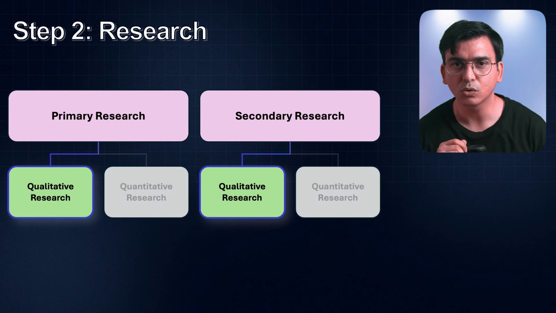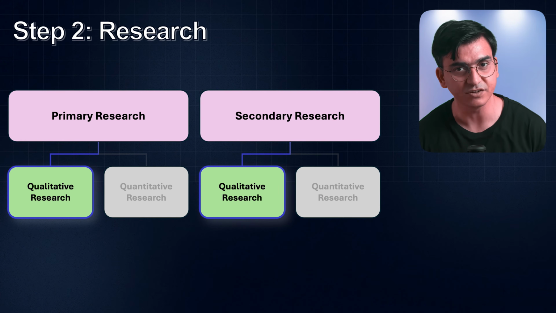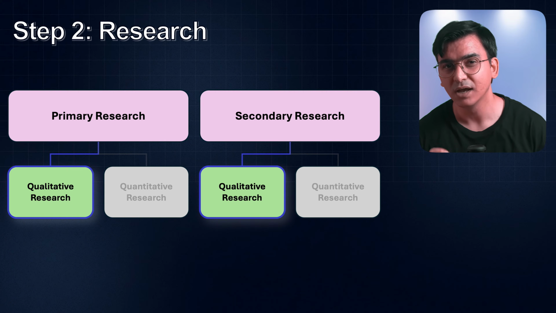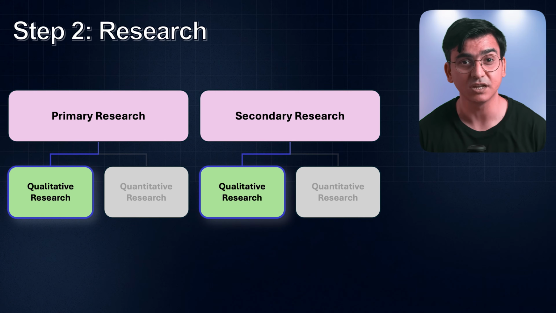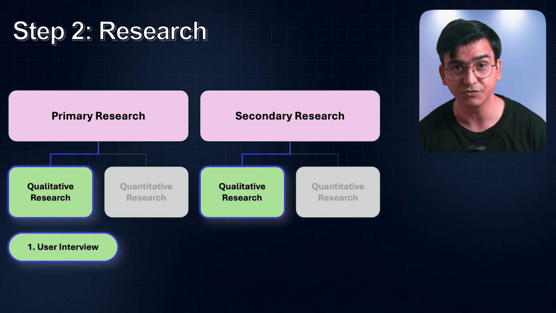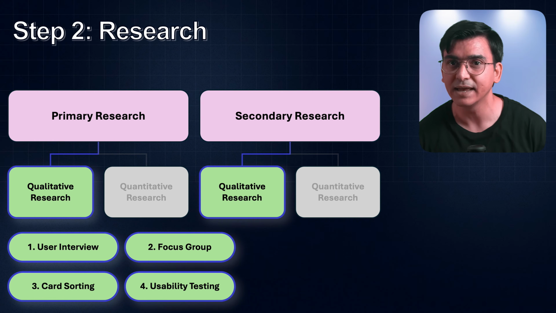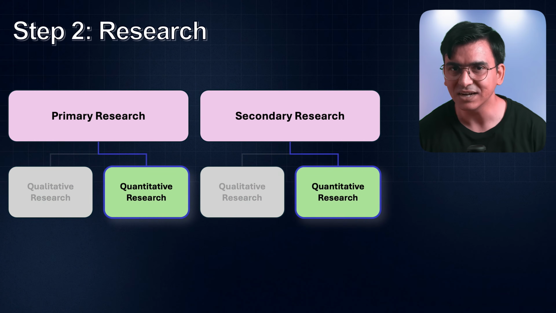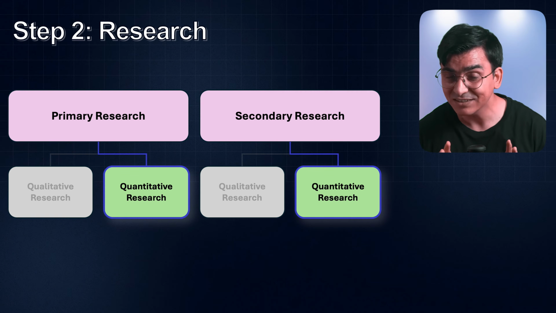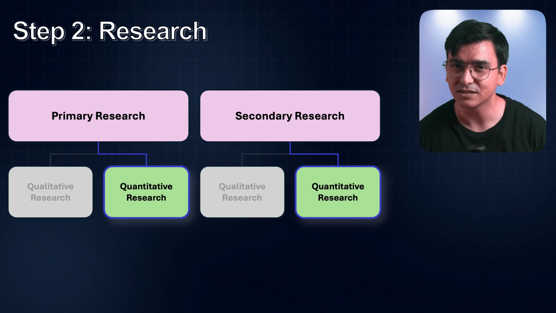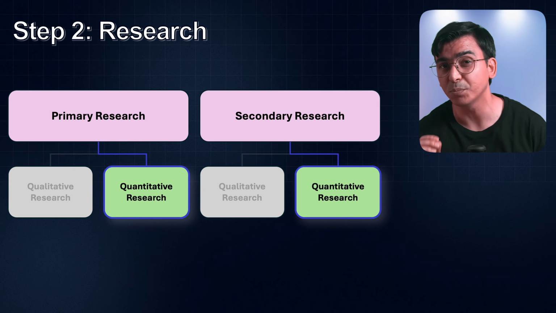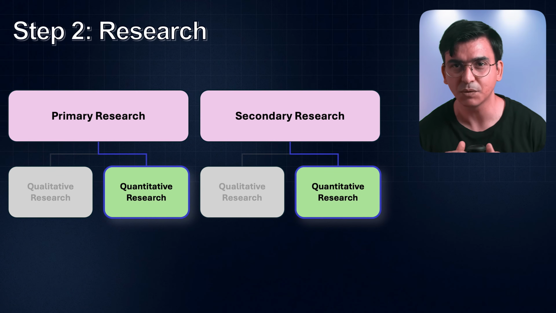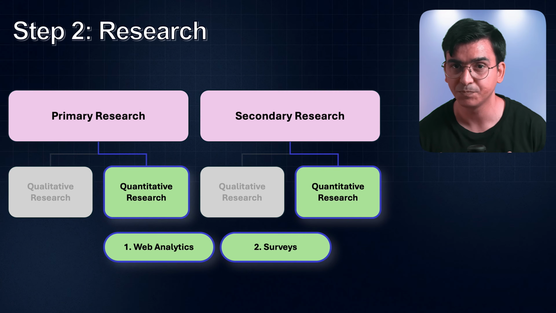We conduct qualitative research when we want to understand the why behind the user behaviors, such as why did the user click on option A versus option B. Some of the methods we use for qualitative research are user interview, focus group, card sorting, and usability testing. We conduct quantitative research when we want to quantify the user behaviors, such as what percentage of users click on option A versus option B. Some of the methods we use for quantitative research are web analytics and surveys.